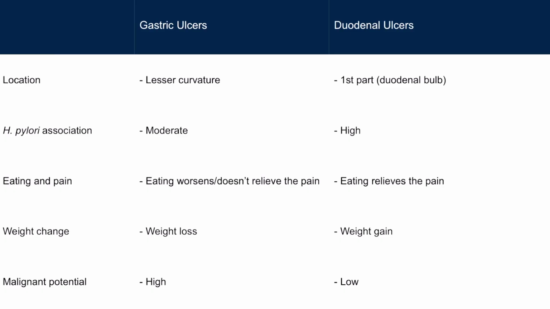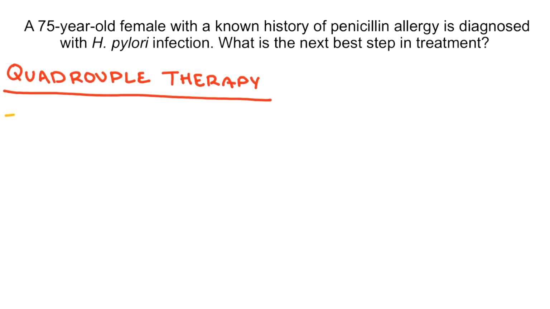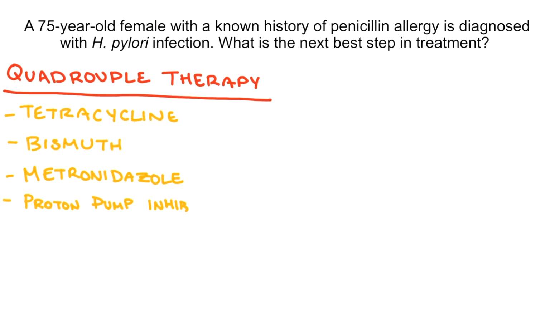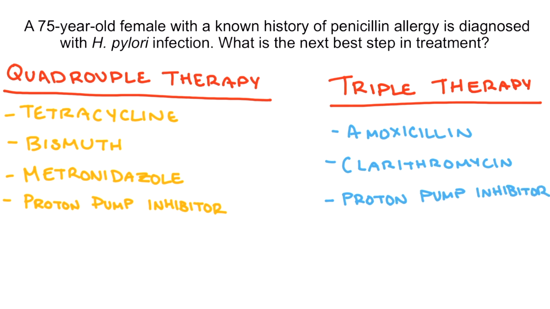A 75-year-old female with a known history of penicillin allergy is diagnosed with H. pylori infection. What is the next best step in treatment? The next best step in treatment would be to initiate quadruple therapy, which includes a tetracycline, bismuth, metronidazole, and a proton pump inhibitor. Triple therapy would be contraindicated in this patient because it consists of amoxicillin, clarithromycin, and a proton pump inhibitor. Since amoxicillin is a penicillin, triple therapy would be contraindicated in this patient.